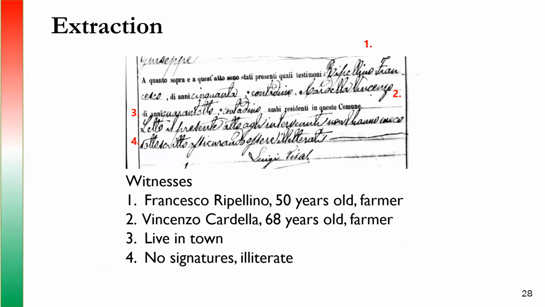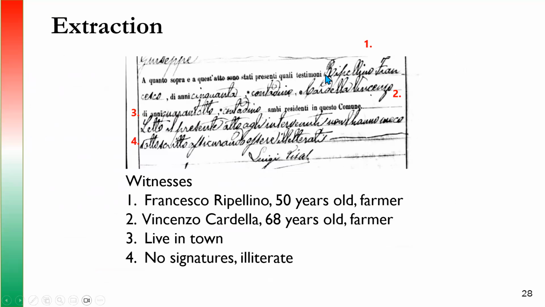And then the rest of this document is just the witnesses. So we have a couple of witnesses that come in with the father saying, yeah, we were there when the birth happened. We can say that this is accurate. So we have Francesco Ripolino.